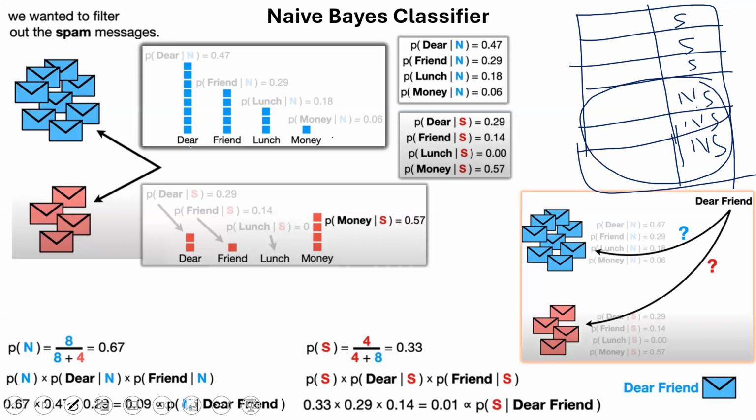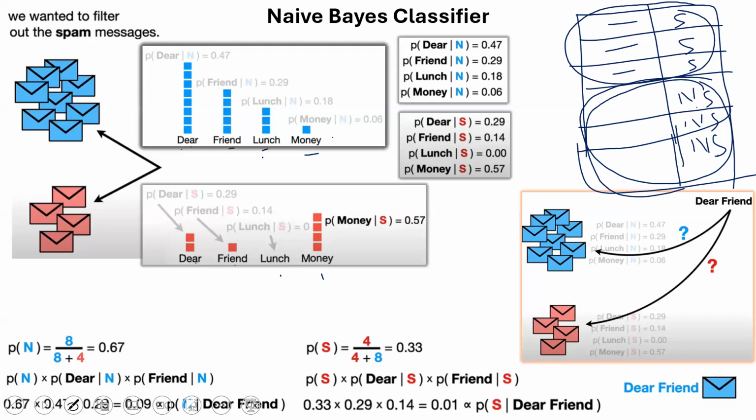You got friend 5 times. You got lunch 3 times. Money 1 time in these non-spam emails. In spam emails, you got dear only 2 times, friend 1 time. You don't see lunch in any of these messages, but you got money 4 times in the spam emails. You have to take all the unique words occurring in the data set.